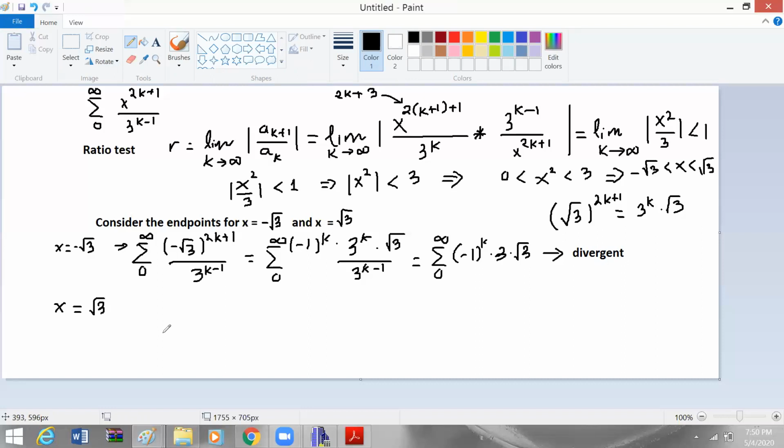Similarly, when x equals positive radical 3, when we have the positive terms, I'm not going to do it in detail, so I just rewrite the answer. It's pretty much the same thing without the negative sign, the sum from 0 to infinity of 3 radical 3, so this also diverges.